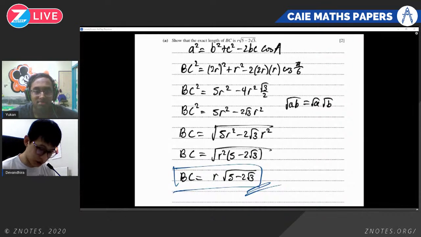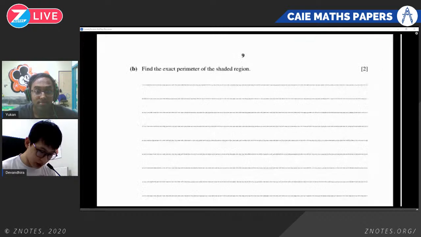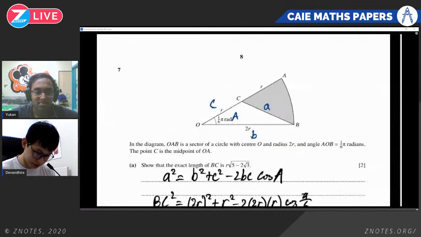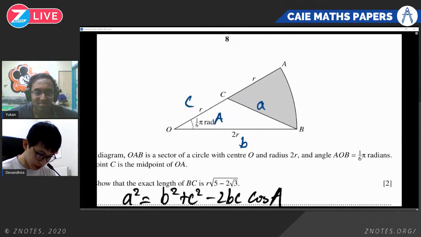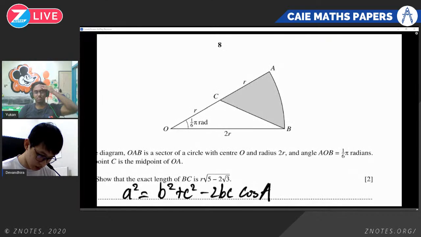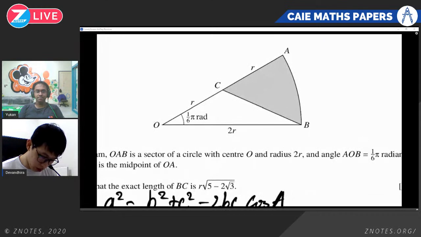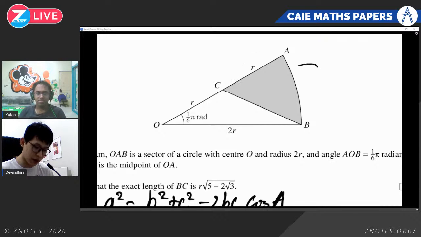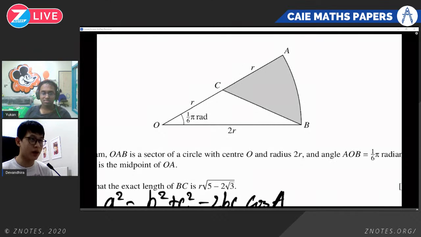All right. Let's move on to the next question. Find the exact perimeter of the shaded region. Sure. So this is the shaded region, of course. Let me just erase my highlights. We already know this part. We know what BC is. We already know what AC is. We just have to look for what BA is, right? So how do we find BA?